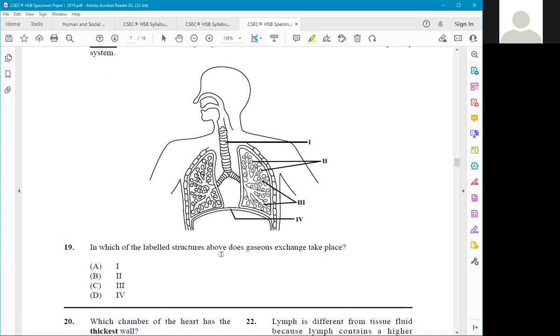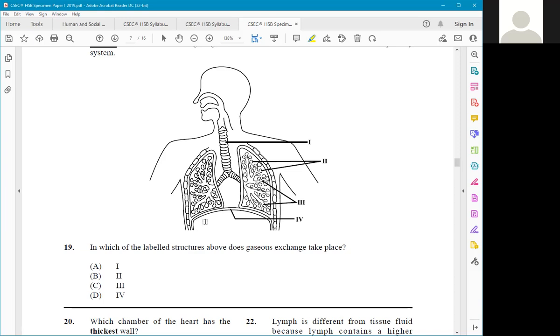Yes, in which labeled structure does gaseous exchange take place? Well, we know we don't say gaseous exchange takes place in the lungs, but if we want to be very specific, we'll have to say the air sac or alveolus, plural alveoli. Even if you don't know the name, you're supposed to know where it is located. So this question is testing your knowledge of the structure of the respiratory system. I bet if they put alveoli there, some persons would know the answer is alveoli, but they don't know where in the body the alveoli are located. So you need to know.